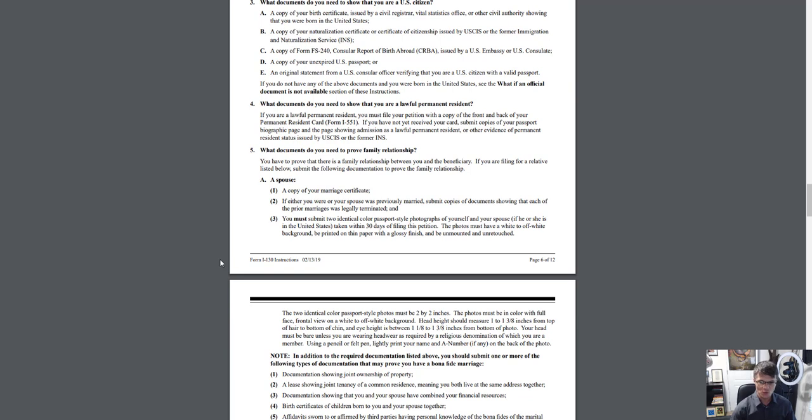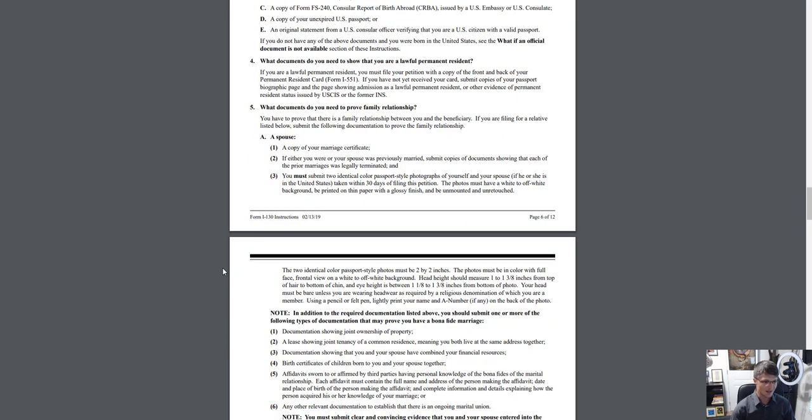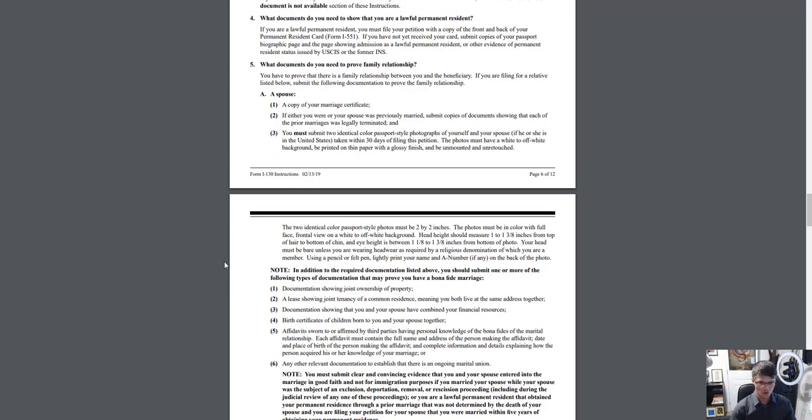If either you or your spouse was previously married, submit copies of documents showing that each of the prior marriages was legally terminated. Very important. You must submit 2 identical color passport style photographs of yourself and your spouse, taken within 30 days of filing this petition. The photos must have a white to off-white background, be printed on thin paper, and be 2 by 2. Now, all of these instructions are here on the page between 6 and 7. Make sure to go through them.